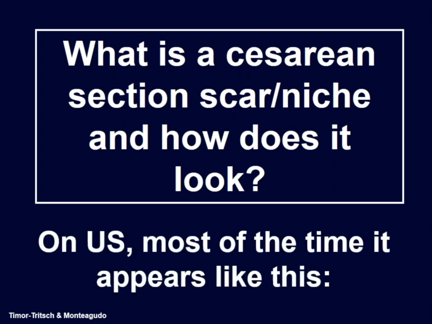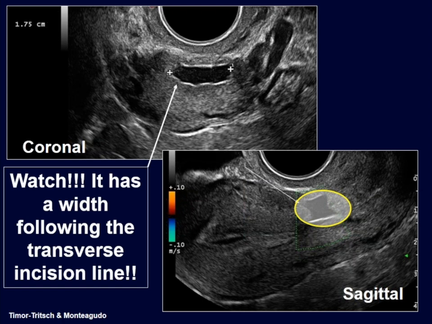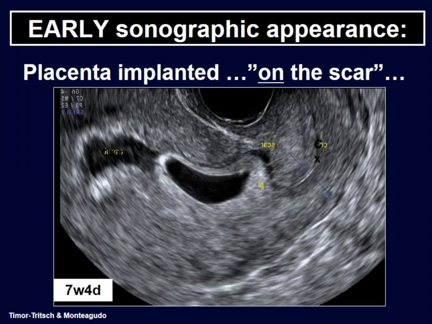On ultrasound, most of the time it appears something like this. You usually look at it on the sagittal plane as seen here. However, be aware of the fact that it has a width following the transverse incision line. I will talk about this later.